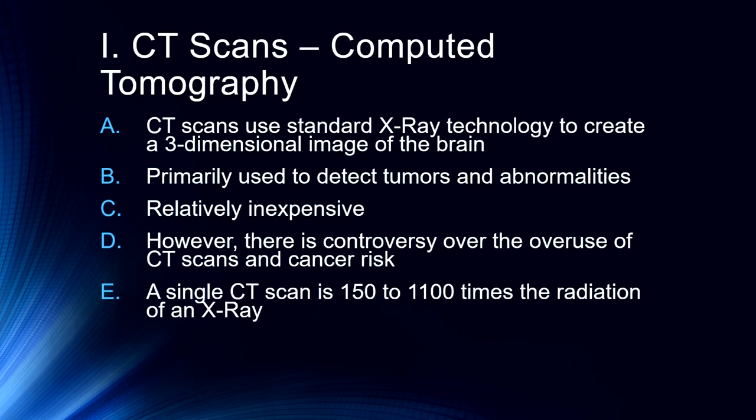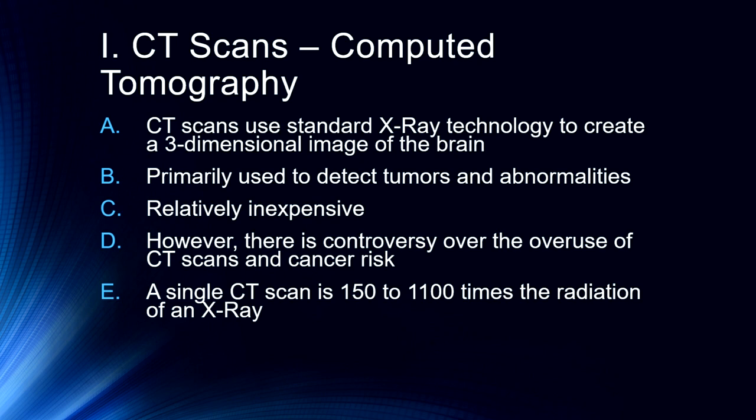In particular, CT scans. There is a great deal of controversy over the overuse of CT scans and the risk of cancer, because there's a lot of X-rays. So it's like getting 100 X-rays all at once. So a single CT scan is about 150 to 1,100 times the radiation of a single X-ray. And that's substantial, and so it's something we want to think about.